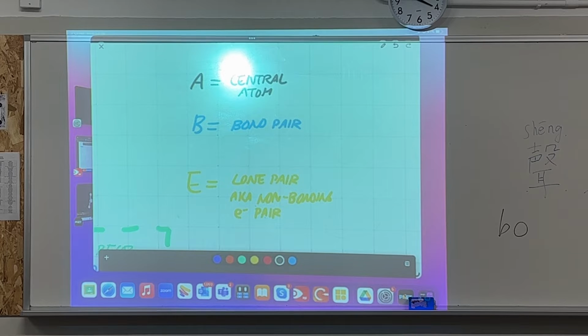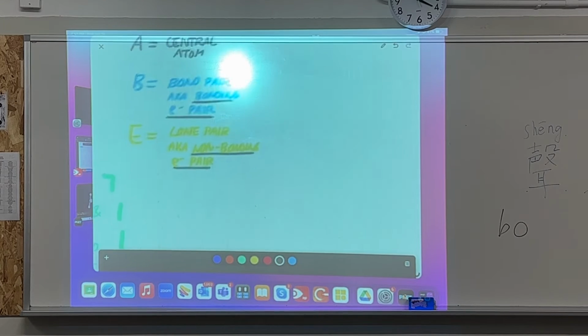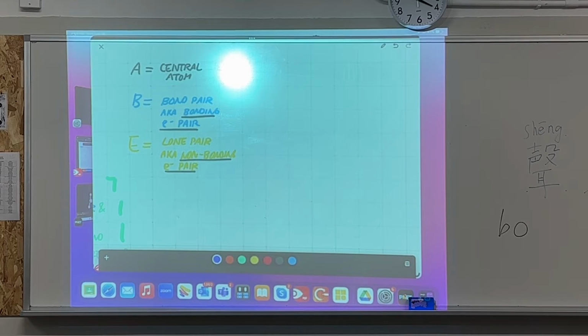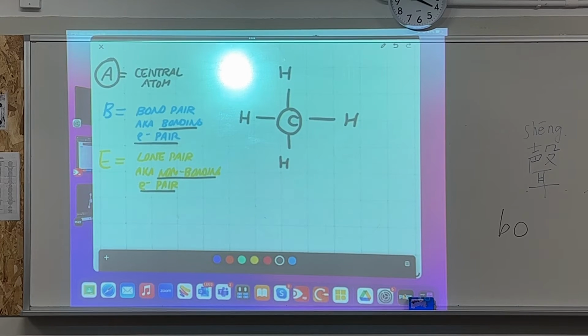So we have non-bonding electron pairs, and we also have bond pairs, also known as bonding electron pairs. Let's look at a few examples and you will know what I mean. Consider this structural formula here, CH4. Can you tell me how many electron pairs there are around the central atom? 4. Okay, and they are all bond pairs, right? You have bond pair here, here, here, and here.